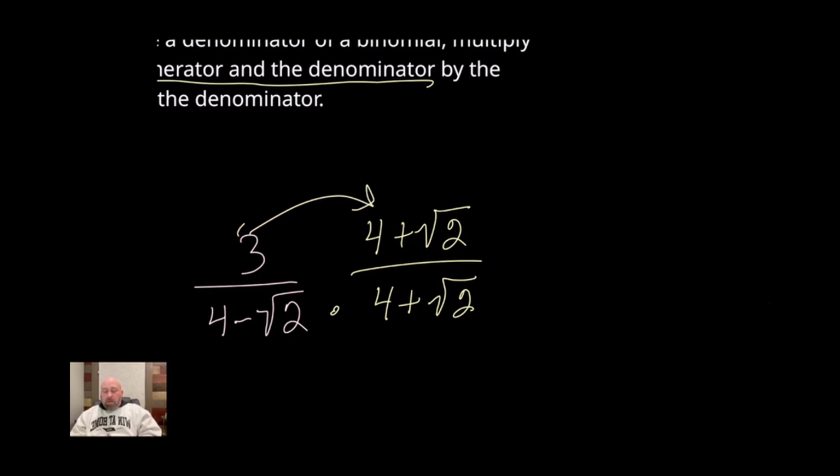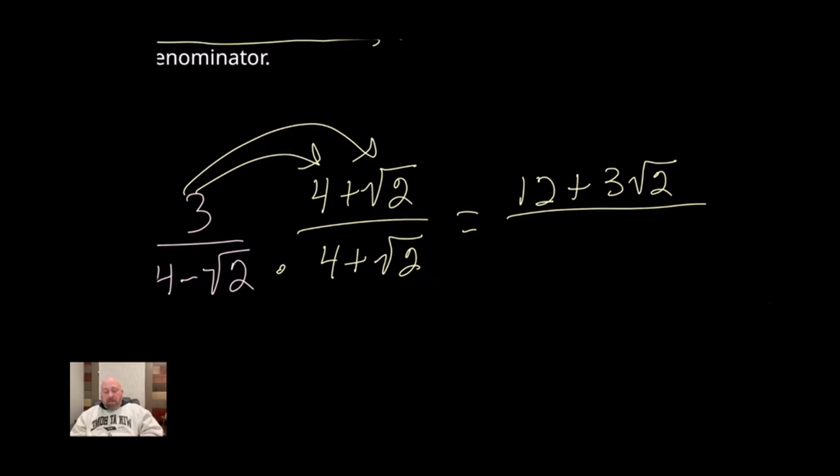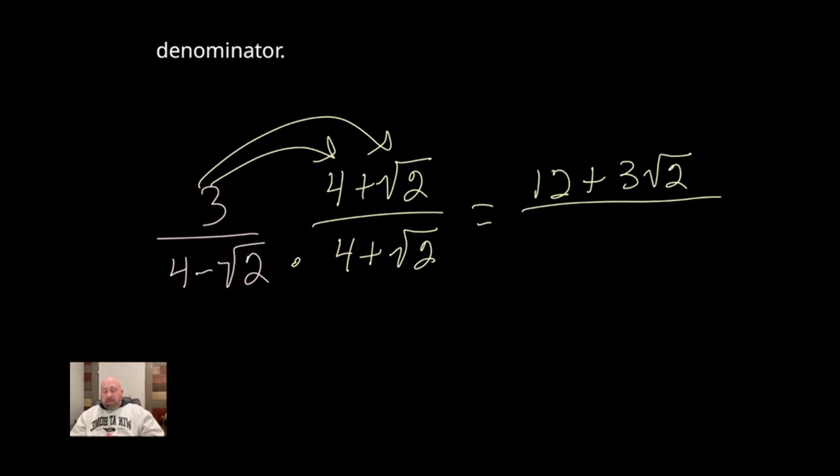So up here, I'm just going to distribute that, and I'm going to get 12, and then plus 3 square root of 2. In the denominator, it's going to get a little bit crazier because I am actually going to do FOIL. So I'm going to do firsts, and that's going to give me 16.